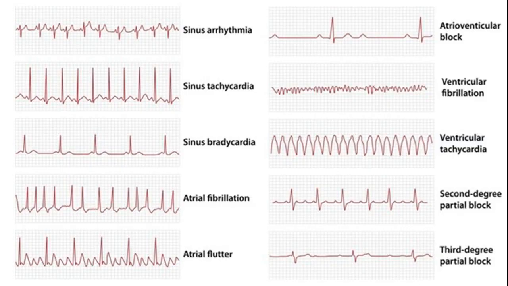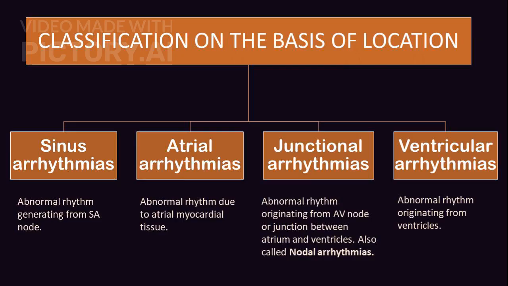Here, we see different ECG patterns associated with various types of arrhythmias, including sinus arrhythmia, tachycardia, bradycardia, and fibrillation, each with distinct characteristics. Arrhythmias can also be classified based on their location of origin, such as sinus, atrial, junctional, and ventricular arrhythmias, each affecting different parts of the heart.